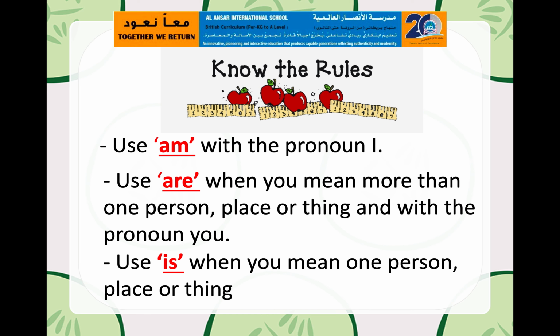These are the rules that you need to follow. You will use am with the pronoun I. So if a sentence begins with I, you will use the helping verb am. You will use are when you mean more than one person, place, or thing, and with the pronoun you. So if a sentence begins with you, you will use are, or if you're speaking about more than one person or more than one thing, you will use the word are. You will use is when you mean one person, place, or thing.